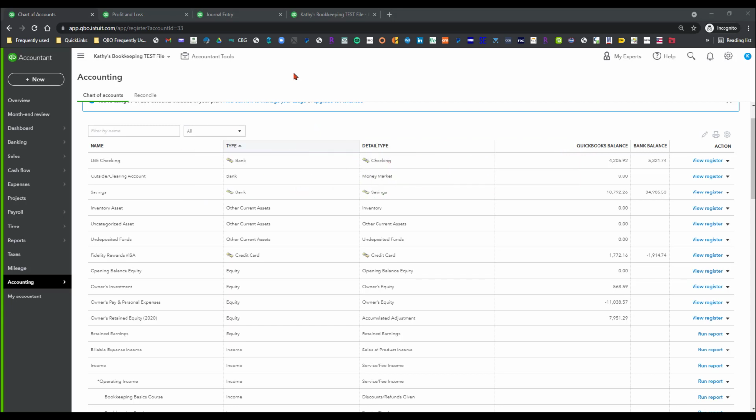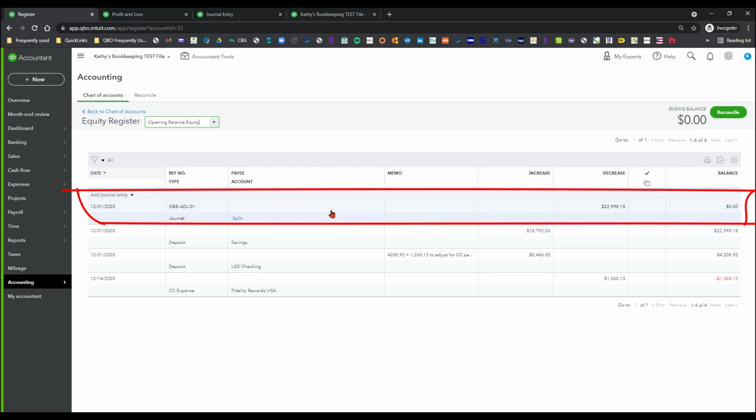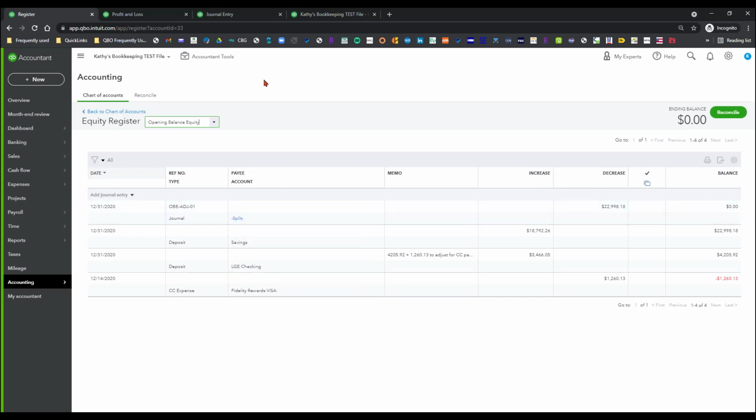Here I am going to show you I've made lots of progress since our last time on here. As you can see, our opening balance equity balance is now 0. I'm going to go ahead and click on view register so you can see what I did. Basically I created a general journal entry since we were last here, and I will show you that in a couple of minutes. But before I do that, I want to show you what I did with the profit and loss and the balance sheet.